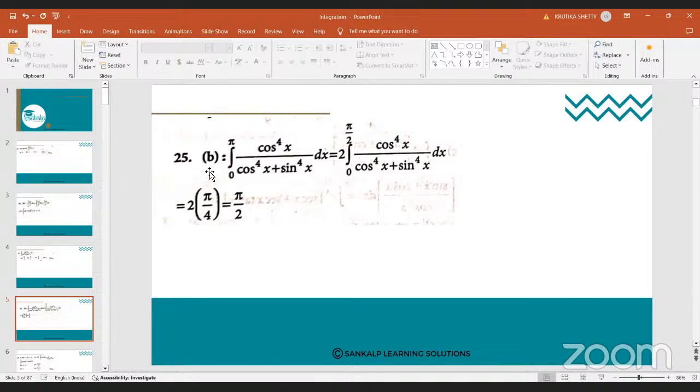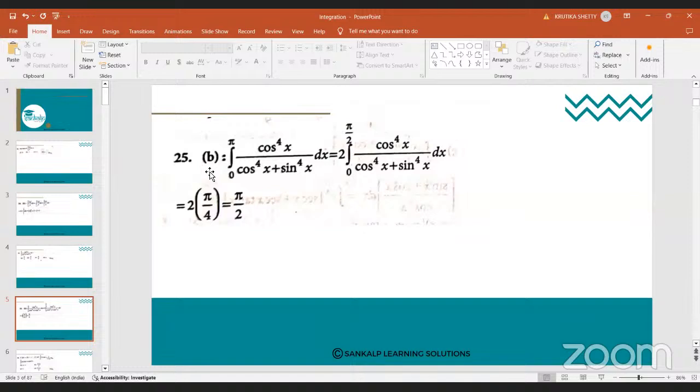Similarly, you can solve it by using the other property also: integral 0 to a f of x dx is equal to integral 0 to a f of a minus x dx. So you will get equation 2, and by adding equation 1 and 2, you can get back the same answer, and that is pi by 2.